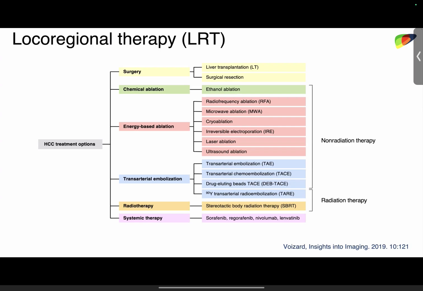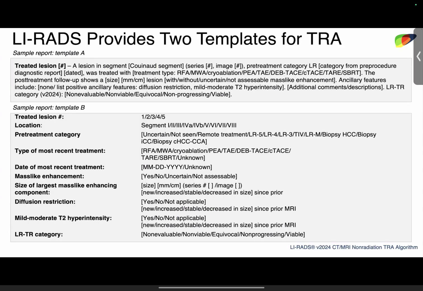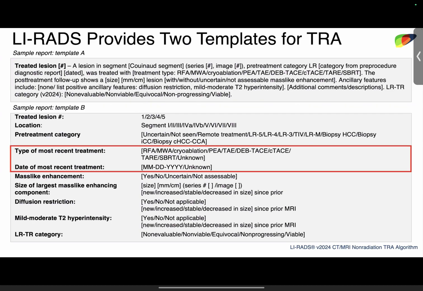To mirror this sophistication, we provide 2 report templates for assessment of treatment response. Again, sample template A in a single continuous paragraph, and sample template B present the same treatment response assessment, keywords and potential answers, but in a structured way. I would like to draw your attention to the type of most recent treatment. We list on the top row non-radiation therapy, and on the bottom row radiation therapy. We also know that the appearance evolves over a period of months, hence the importance of reporting the date of most recent treatment.